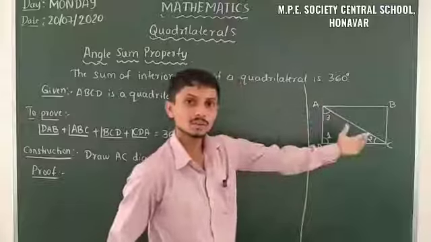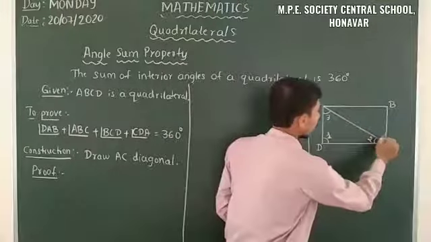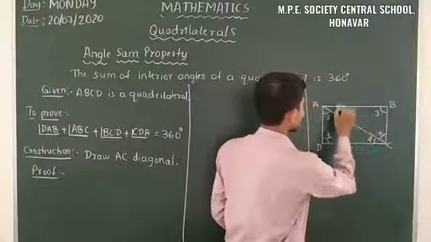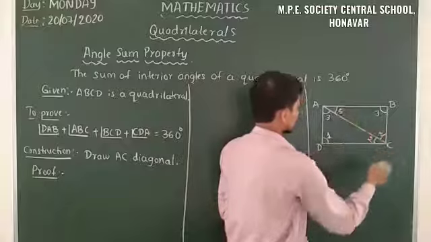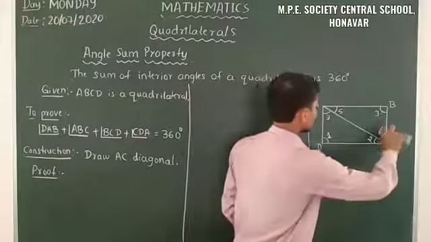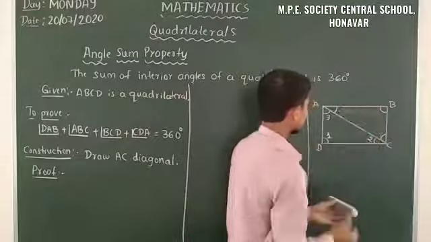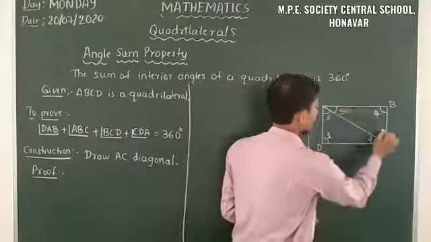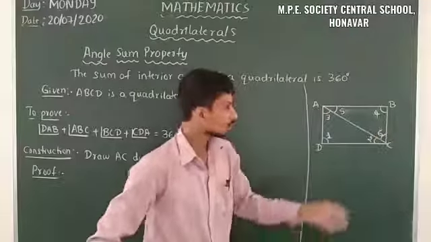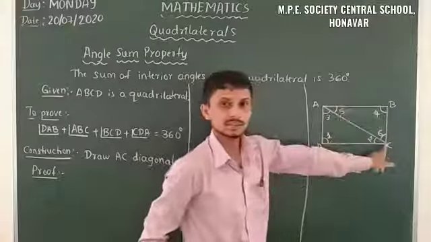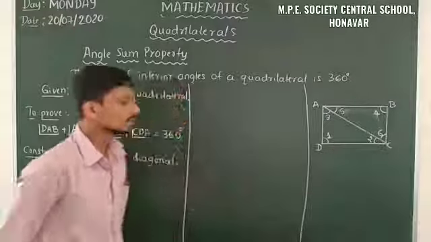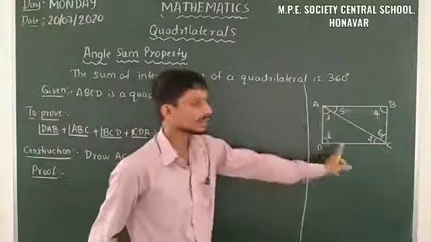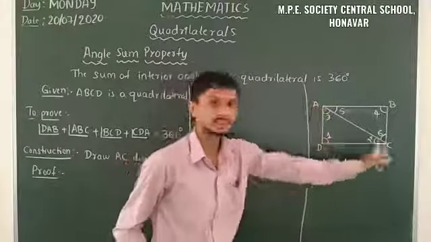Then for the second triangle, I will name the angles 4, 5 and 6. Then after that we have to prove. First consider the first triangle, triangle ADC.